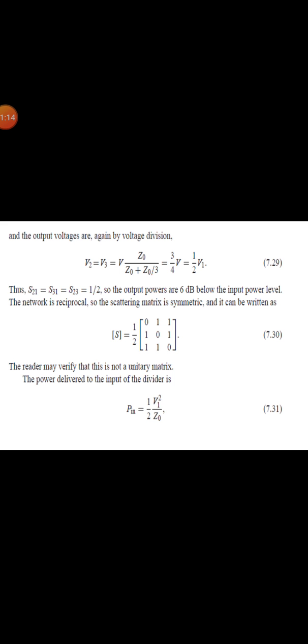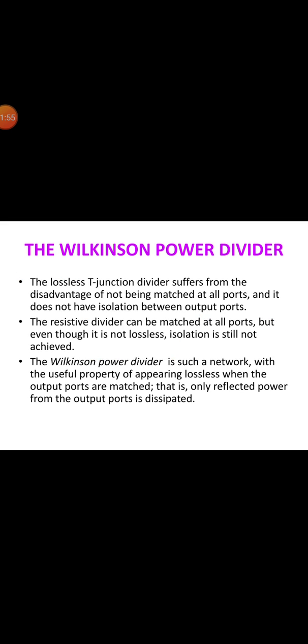The output voltages, again by voltage division, are V2 = V3 = V times Z0 divided by (Z0 + Z0/3), that is 3/4 V, which is equal to 1/2 V1. And the network is reciprocal, so the scattering matrix is symmetric, and it can be written as 1/2 times the matrix [0 1 1; 1 0 1; 1 1 0]. The power delivered to the input of the divider is Pin = 1/2 V1 squared by Z0, while the output powers are P2 = P3 = 1/4 P1, which shows that half of the supplied power is dissipated in the resistors.